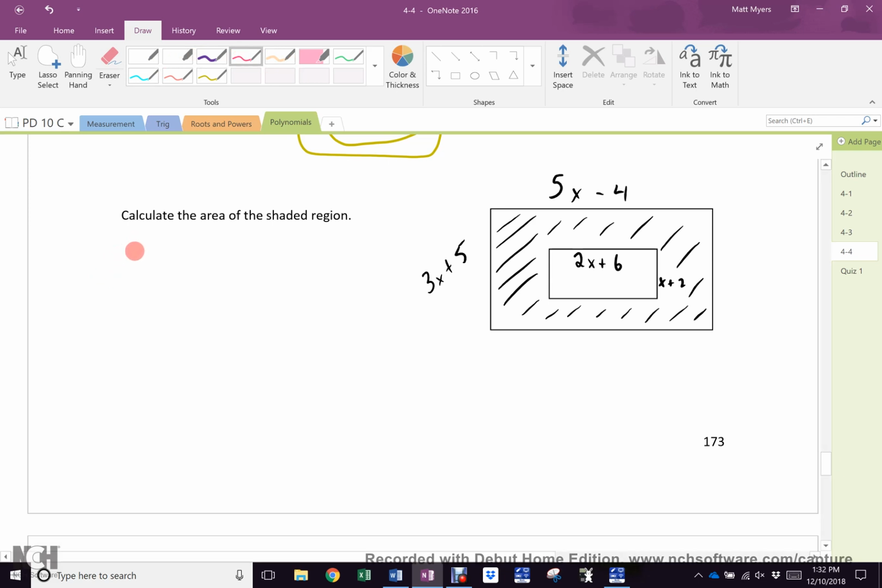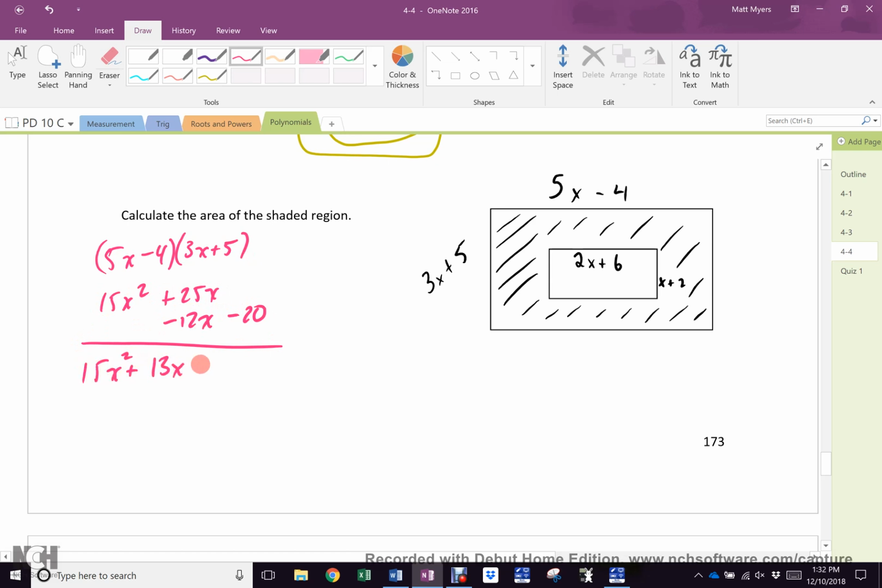Go. Okay, so the first thing I'm going to do is the 5x minus 4, 3x plus 5 thing. Sorry, distributive property. You're going to distribute it to get what? 15x squared plus 25x minus 12x minus 20. To get what? 15x squared plus 13x minus 20. So that's the area of like the big rectangle. That's everything.